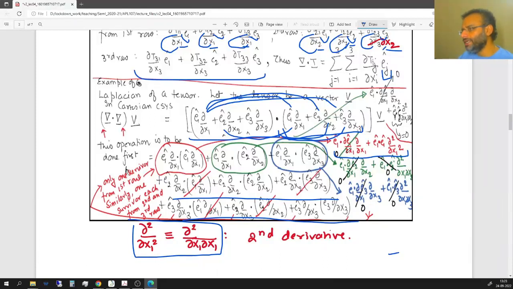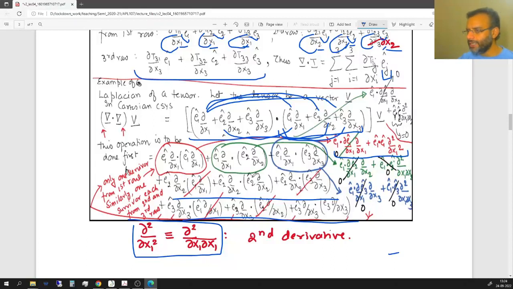For the same reason as before, that a unit vector of a Cartesian coordinate system does not change with the spatial coordinate, the first term will go away. You will be left with the second term, and in the second term there is a dot product between E1 and E1 that gives you unity. So the only surviving term is del square/del x1 square.